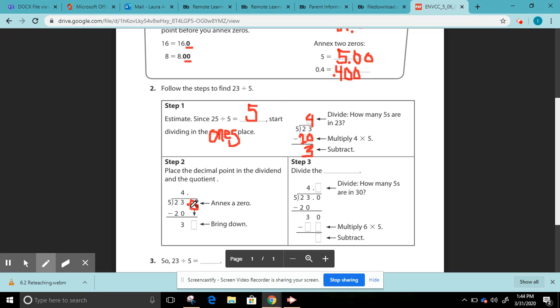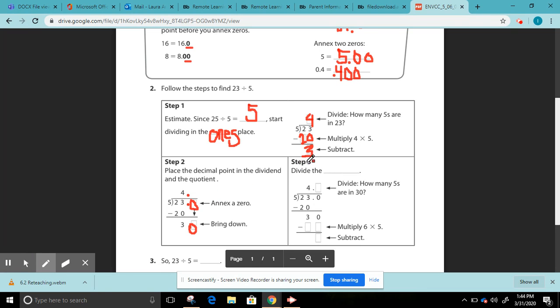Okay, so now we have to bring that 0 down. We're following our usual division algorithm. So we have to bring down. And now 3 is not 3 anymore. 3 now becomes 30. Something else that I want you to look at and notice is that when we put the decimal here next to the 3, we also need to add a decimal up in our quotient.